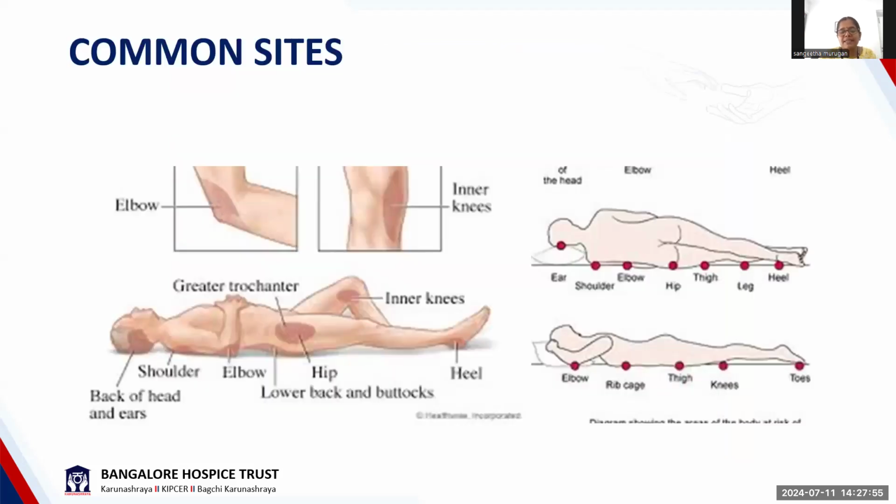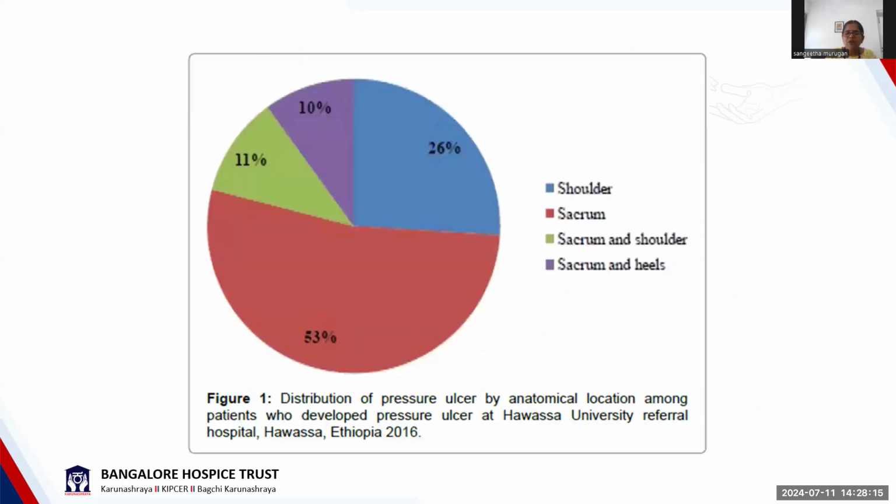So the common sites, you all know, we all studied this. If the patient is in supine position, all the bony prominences under the skin will be affected. If the patient is in side-lying position, the greater trochanter will be affected more. And if the patient is in prone position, the same positions, even the toes will be affected. If you look at the study based on anatomical location, which area is affected more? Sacrum. Sacrum is the commonest area where most patients develop pressure ulcer, compared with the shoulder areas.